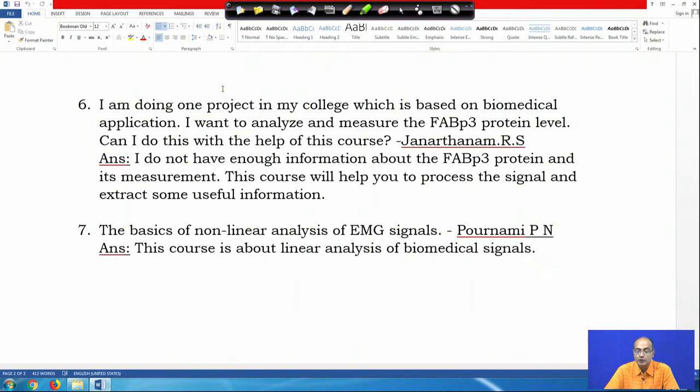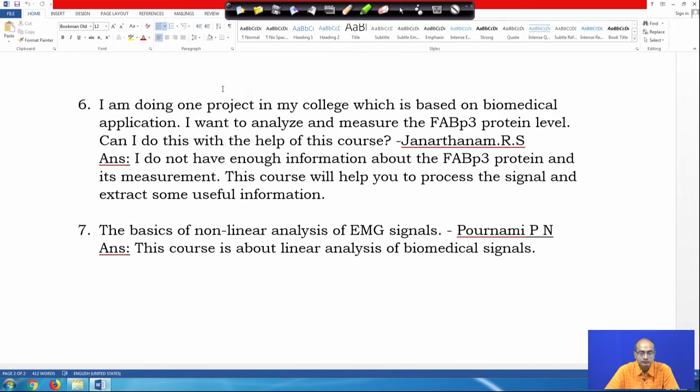I am very sorry, I do not know enough about that FABP3 protein. Now, if you share some information on how it works, then we can try. So, this course is primarily for biomedical signals and how that signal can reveal the internal physiological processes going on in the body, and thereby you can find out whether those physiological processes are going in a normal way as they are expected to go, or they are facing some problem. Okay. So, sorry, I could not help you at this moment.